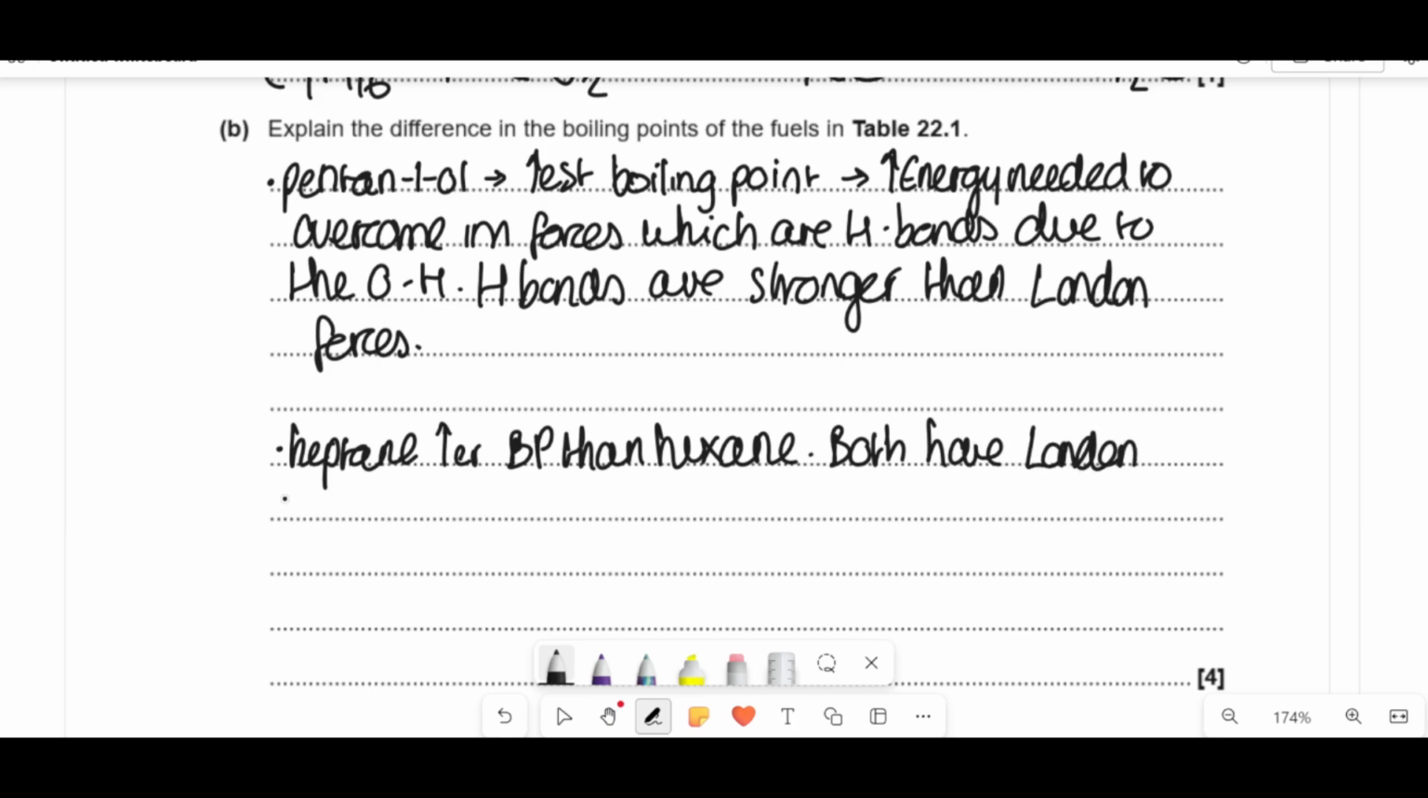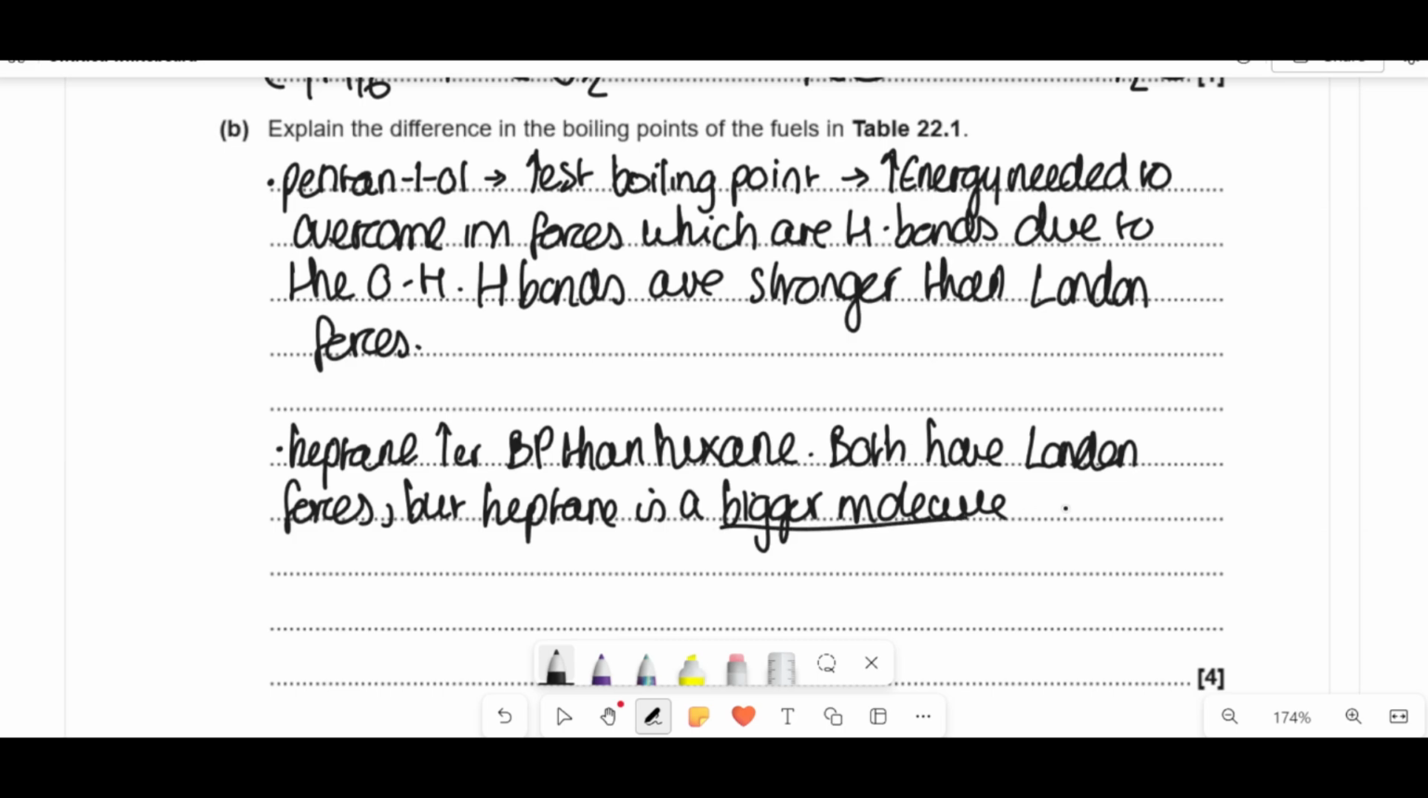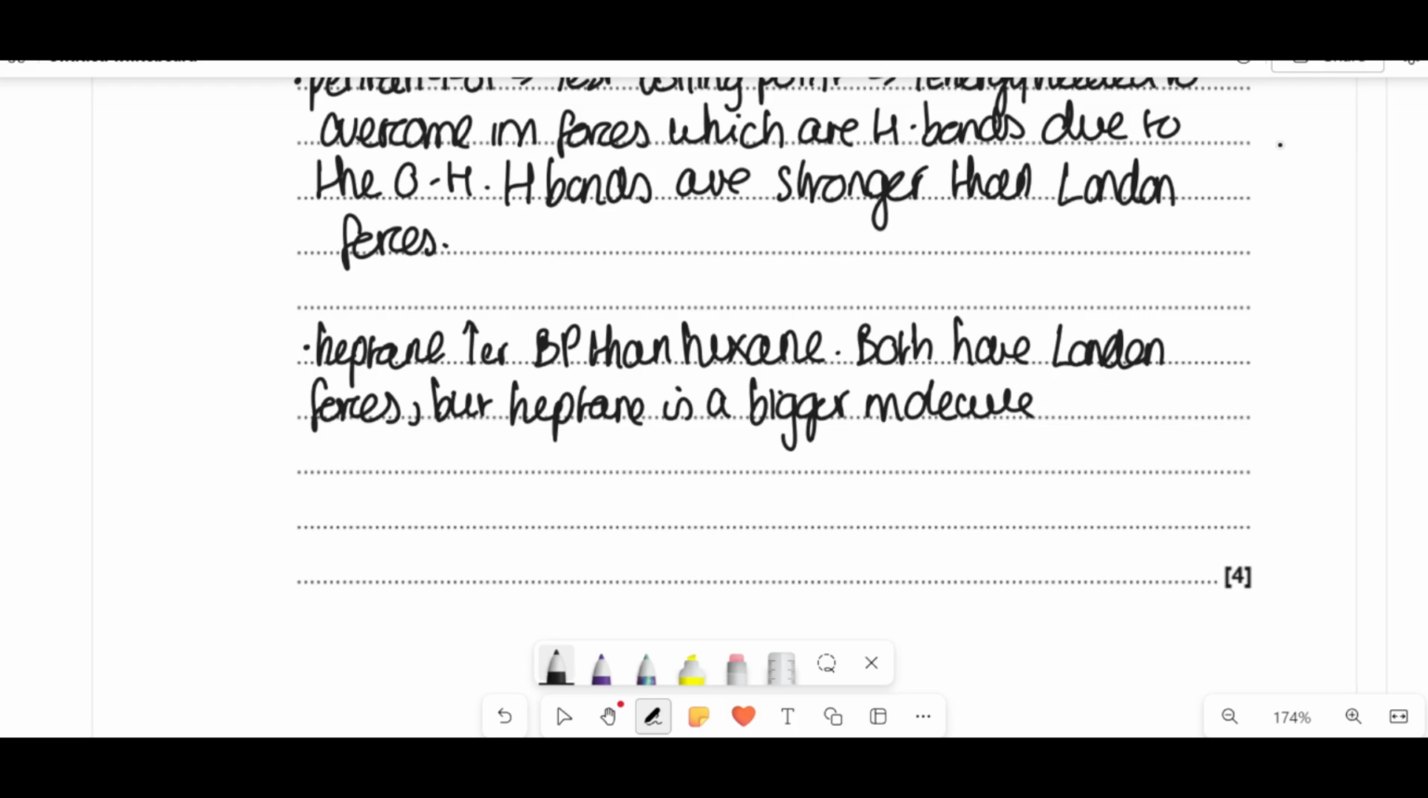So we need to think about why that's the case. The only difference between the two of them is that heptane's longer. So both have London forces, but heptane is a bigger molecule. That's the only difference between them. So that must mean this somehow explains why the London forces are stronger. There's nothing else in the question you can use to derive that. So what must be the case is that because it's a bigger molecule, it has stronger London forces.